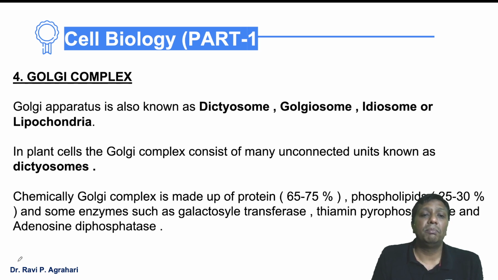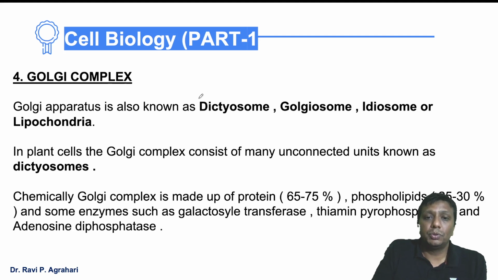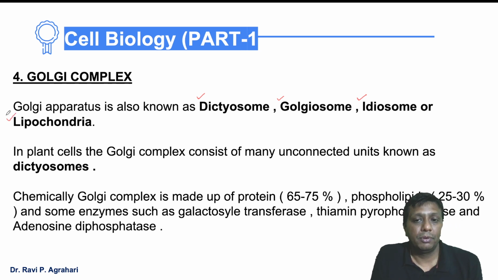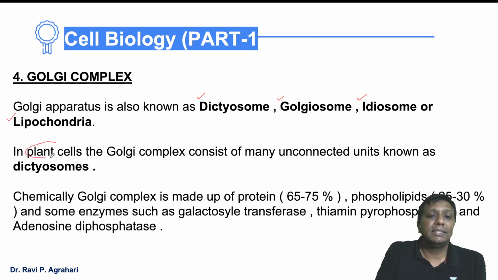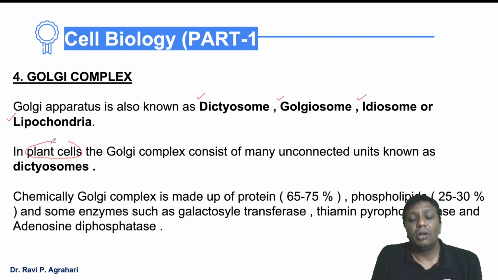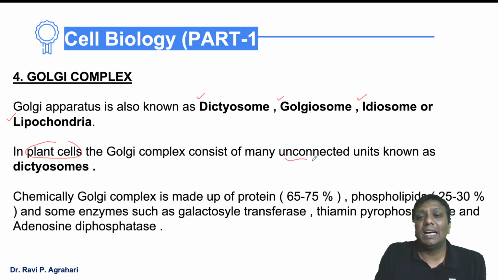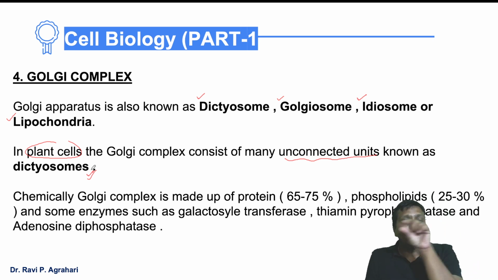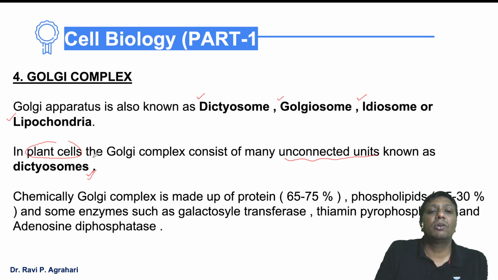Golgi bodies, Golgi complex, Golgi apparatus have many names. One is dictyosome, the next is Golgiosome, the next is idiosome, or even lipochondria, different terms. One thing I will tell you, guys: in plant cells, Golgi bodies consist of many unconnected units, and these are called dictyosomes. Actually, Golgi complex, you will see many of them connecting to each other. If a single unit of the Golgi complex is present inside a plant, then it is called a dictyosome.